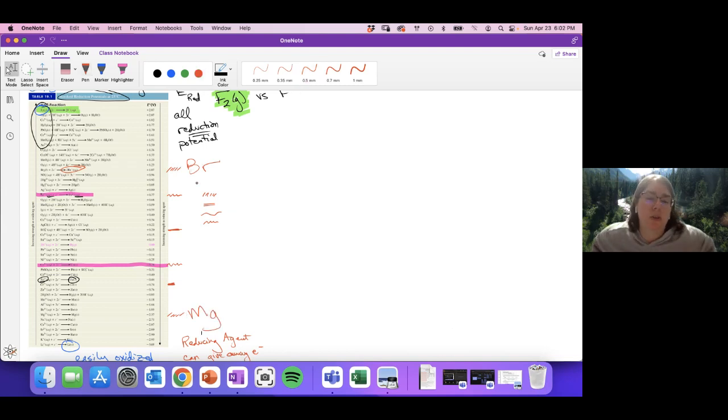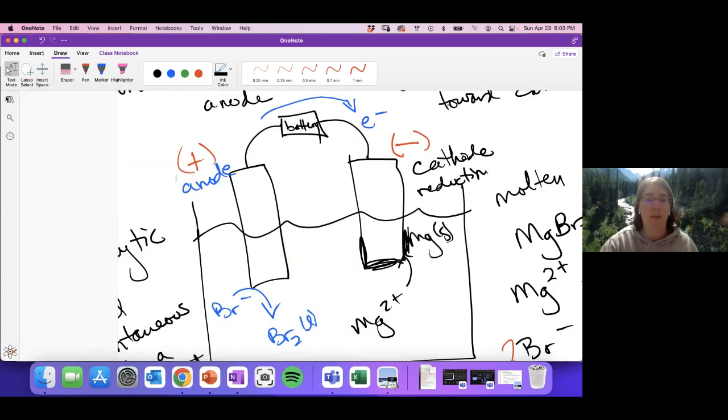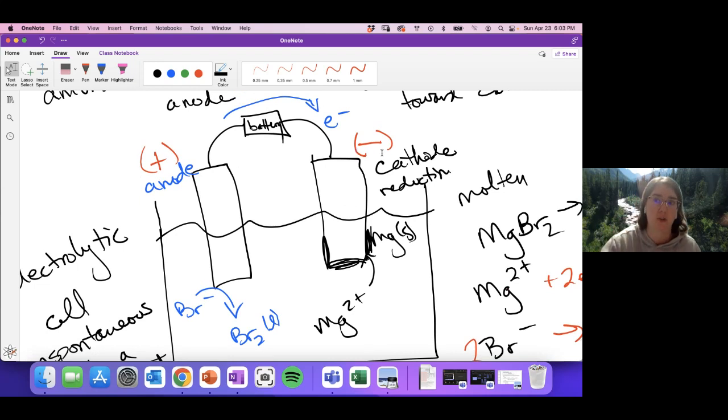My bromine has a more positive reduction potential because it's closer to the top of the table. The magnesium should have a lower reduction potential because it's closer to the bottom of the table. And what we do see when we look at the diagram we made is that my bromine has the more positive reduction potential and my magnesium has the more negative reduction potential. And that's where those signs come from, their reduction potentials. But they're being forced because it's an electrolytic reaction.